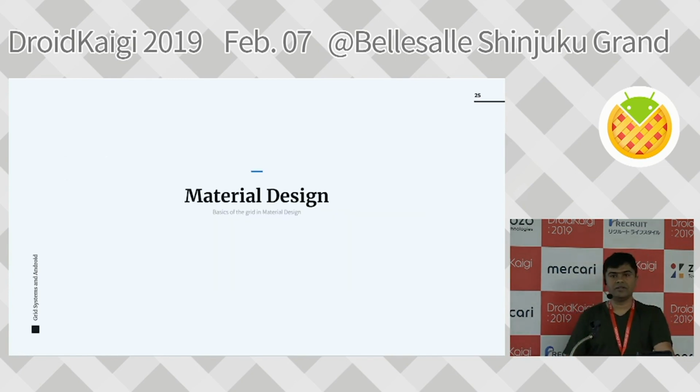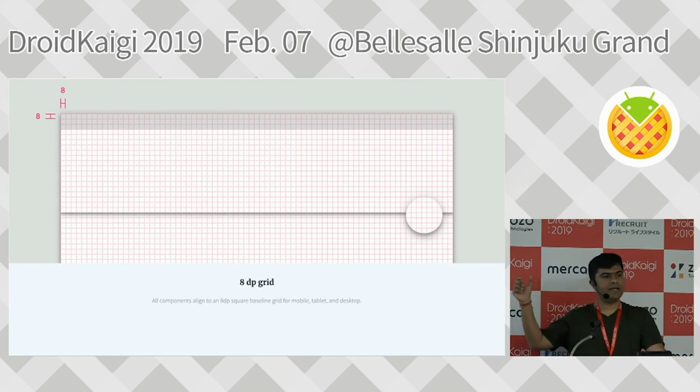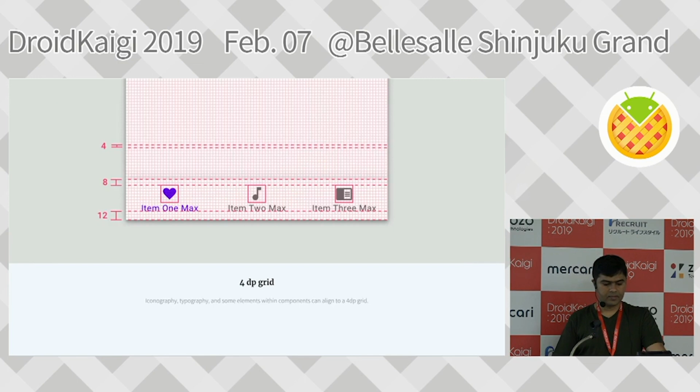And that takes us to material design, right? So let's talk about material design and what's the grid that's present in material design. Material design has an 8 dp square baseline grid. Okay, so it's 8 dp by 8 dp. This is for aligning most of your elements in material design. It could be buttons, it could be anything else. For most elements, you would align to this 8 dp square grid. For text and icons, however, you can align to a 4 dp baseline grid.